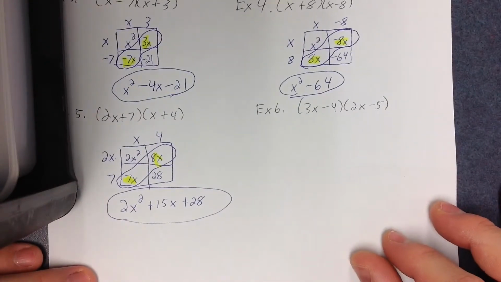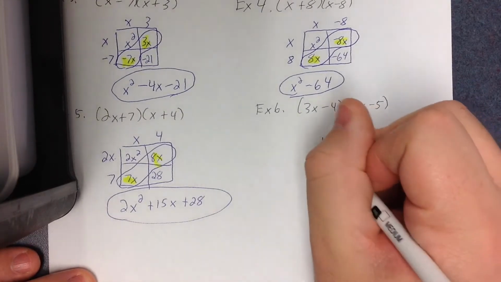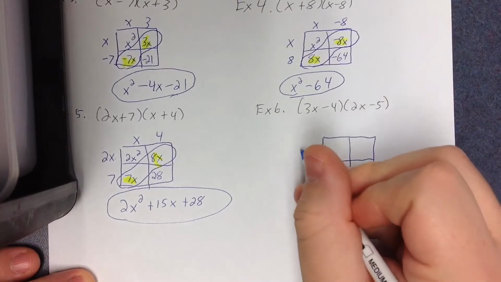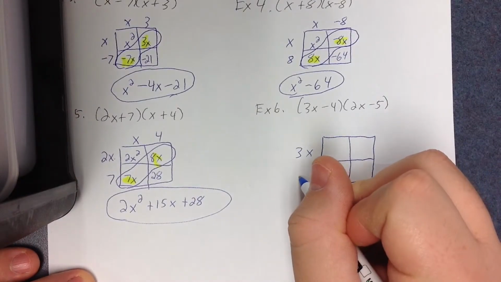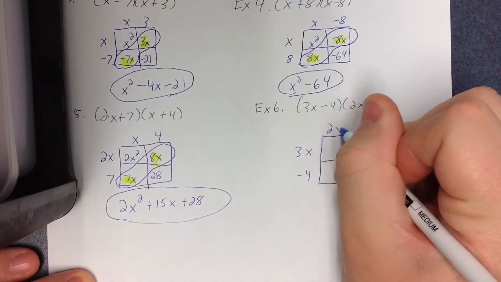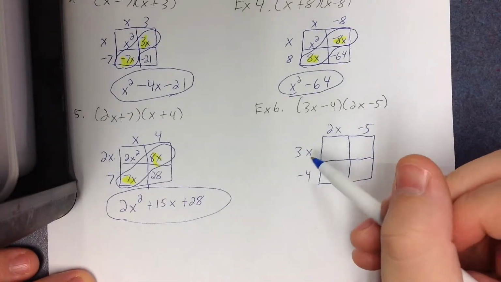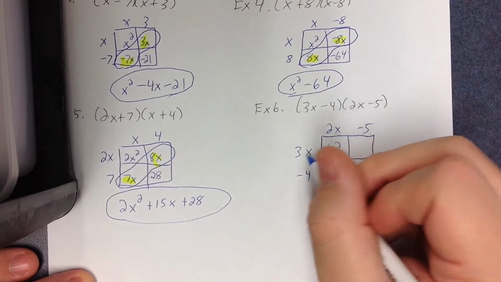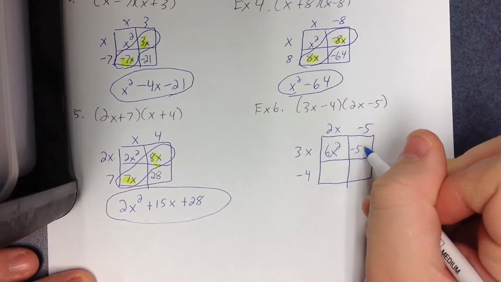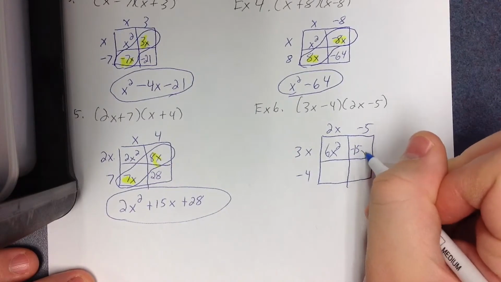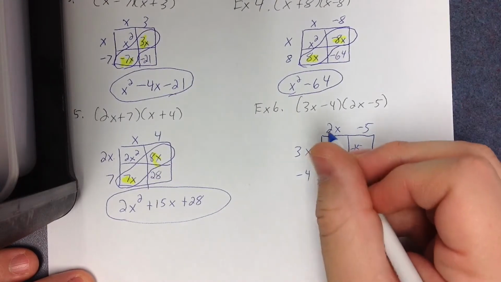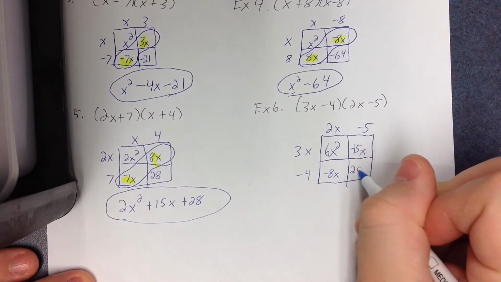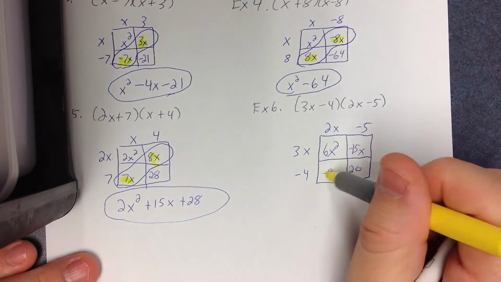The last example I want to look at is 3x minus 4 times 2x minus 5. So I got 3x, negative 4, 2x, and negative 5. 3x times 2x is 6x squared. 3x times negative 5 is negative 15x. Negative 4 times 2x is negative 8x. Negative 4 times negative 5 is positive 20.